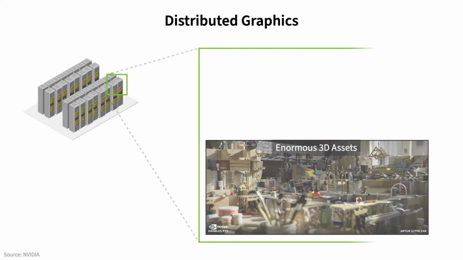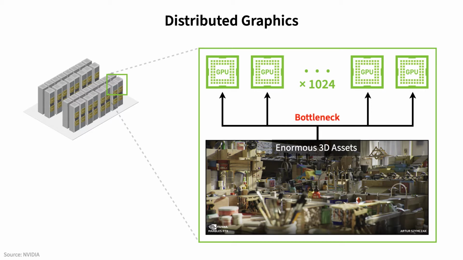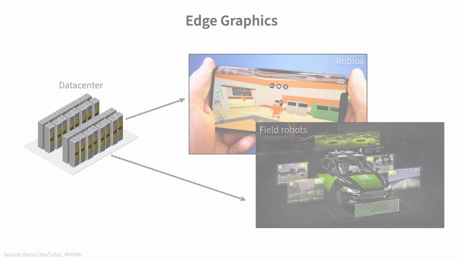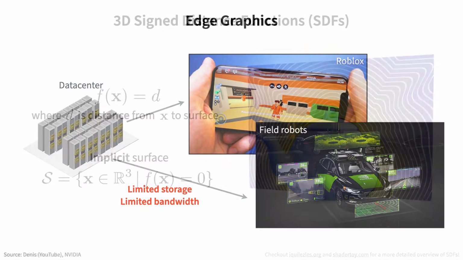This is a huge problem in distributed graphics, where you want to render not just on one GPU, but 1,000 GPUs. In these scenarios, synchronizing these huge mega assets becomes the bottleneck. This is also a big problem for edge graphics, where maybe you need to stream assets to a phone playing Roblox, or you want HD map data for autonomous vehicles out in the field. These applications have very limited storage and bandwidth.